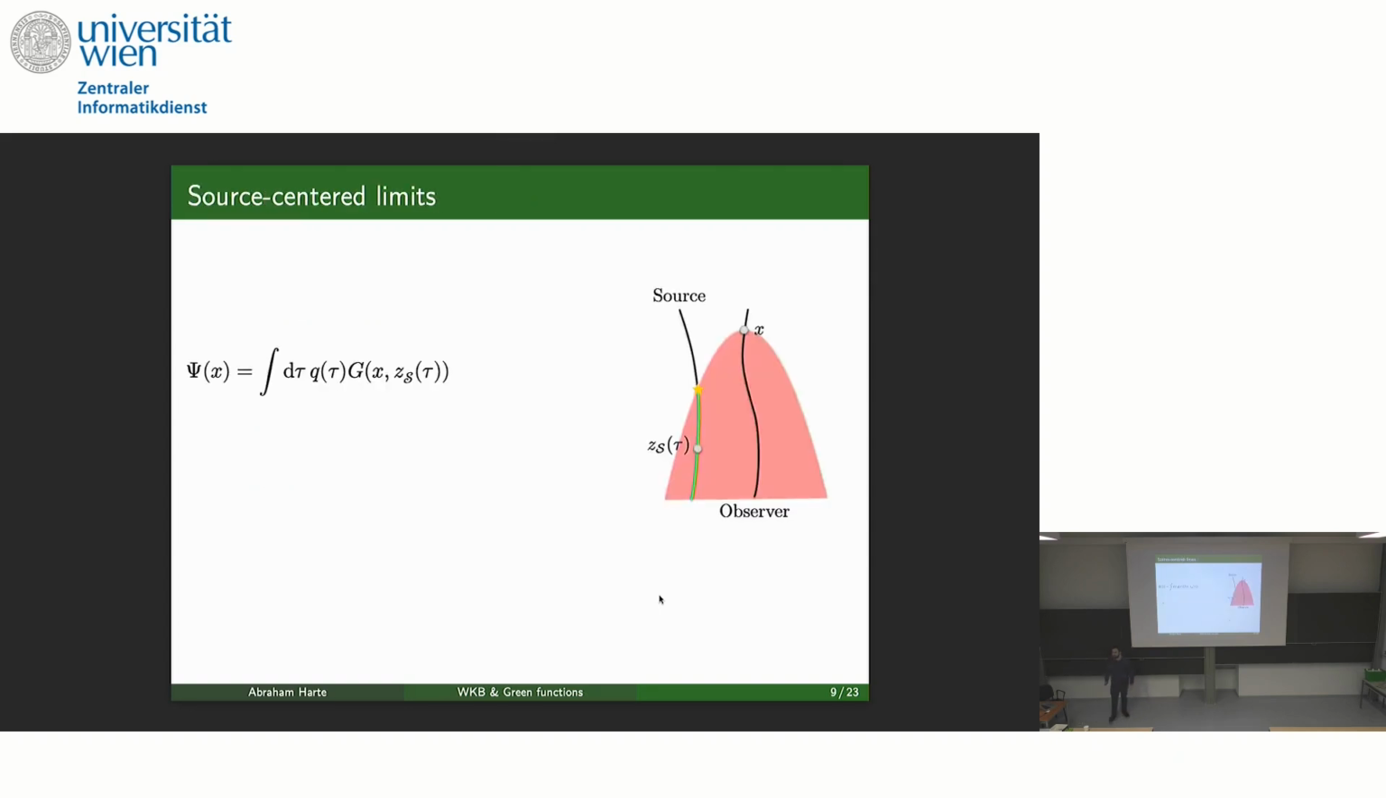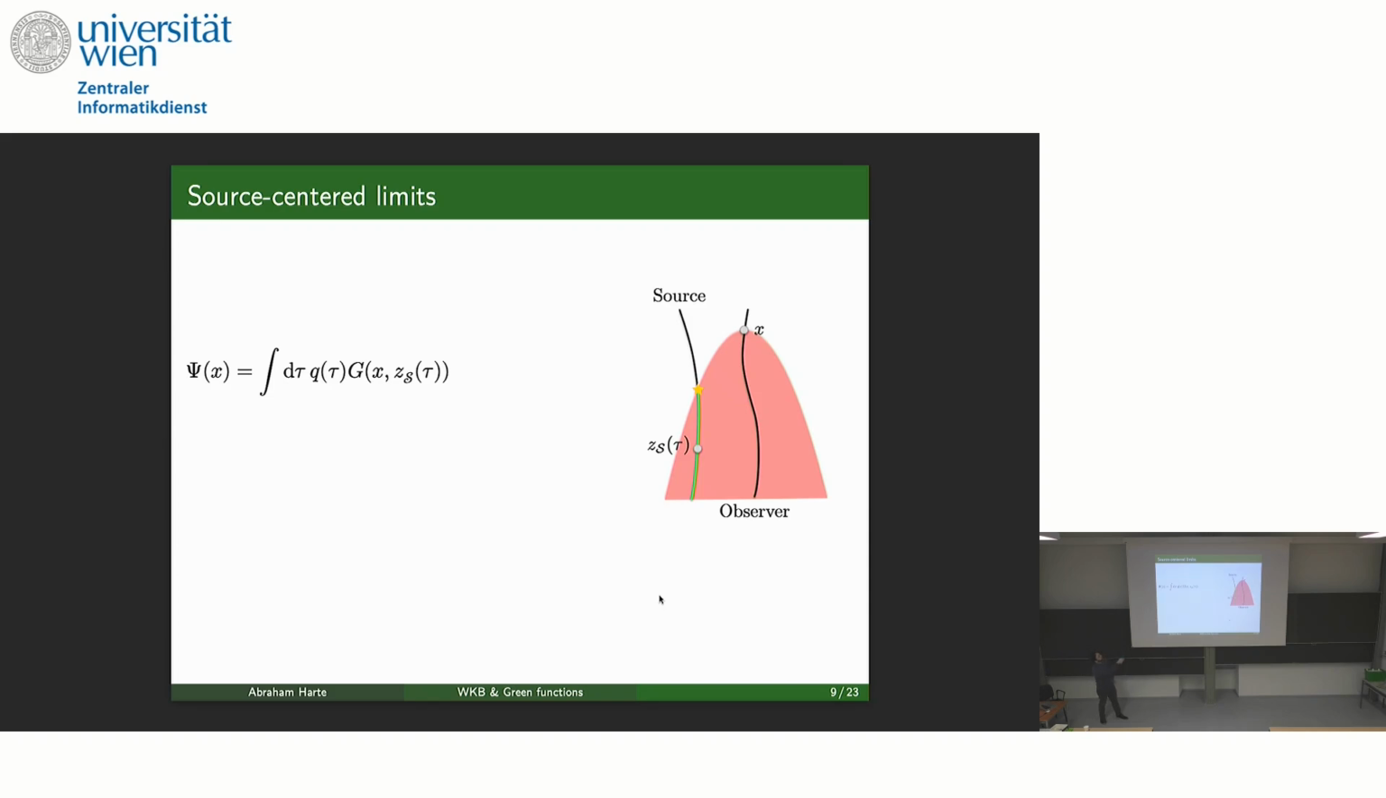Okay, so let's start with the source-centered limit. This one's a little bit easier. So suppose we have some observer on this world line here, some source on this world line here. We have some observation point x. And whatever is being seen at that observation event, that depends on the entire past history of that event, right? And so you want to look at where this light cone intersects the source. Well, it intersects the source all along this green line here. So in principle, whatever your observable is at x depends on everything along the green line.